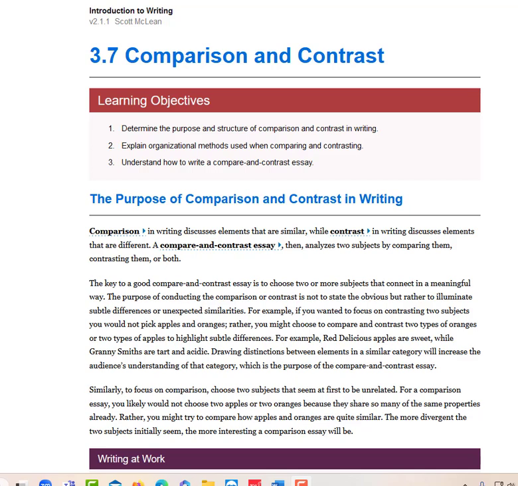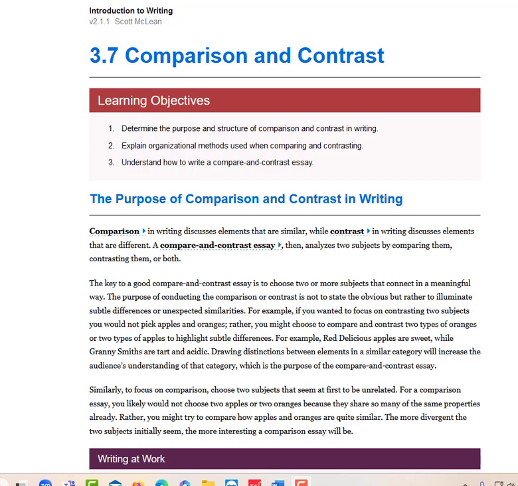For example, Red Delicious apples are sweet, while Granny Smiths are tart and acidic. Drawing distinctions between elements in a similar category will increase the audience's understanding of that category, which is the purpose of the comparison-contrast essay. Similarly, to focus on comparison, choose two subjects that seem at first to be unrelated. For a comparison essay, you likely would not choose two apples or two oranges because they share too many of the same properties. Rather, you might try to compare how apples and oranges are quite similar.